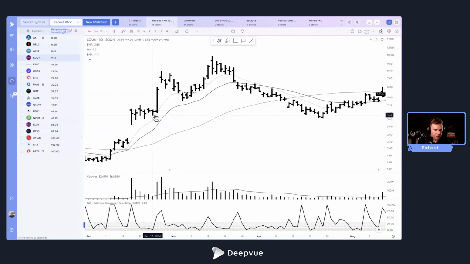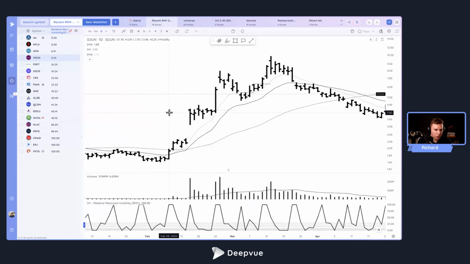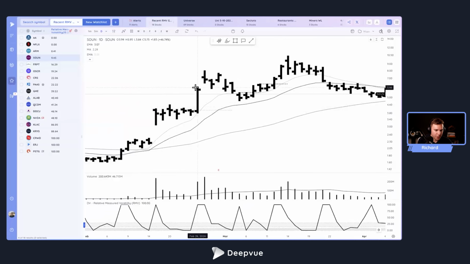SOUN, this had a really nice RMV signal right before this strong breakout. And this, after earnings, again, it might be where you go over to settings and change this from a 15 to a 5. And then you can see that, after 5 days have passed, we're actually getting actionable signals on RMV, and we're still seeing super tight price action right before this explosive move up.